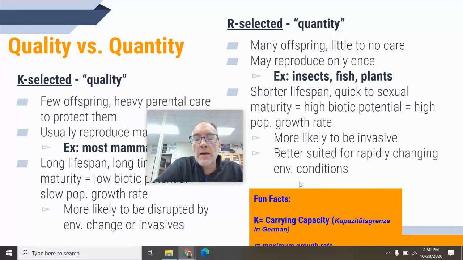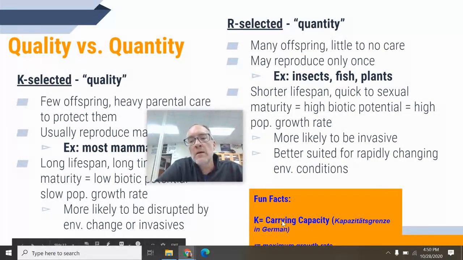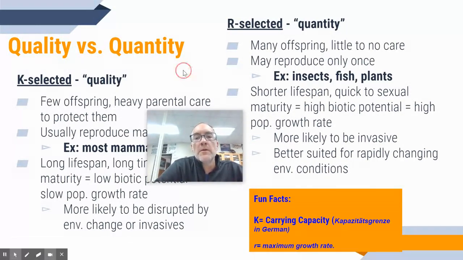R-selected refers to maximum growth rate. So R refers to maximum. That's kind of where these terms come from. So K, carrying capacity. Remember that. And these are quality, so very few offspring.